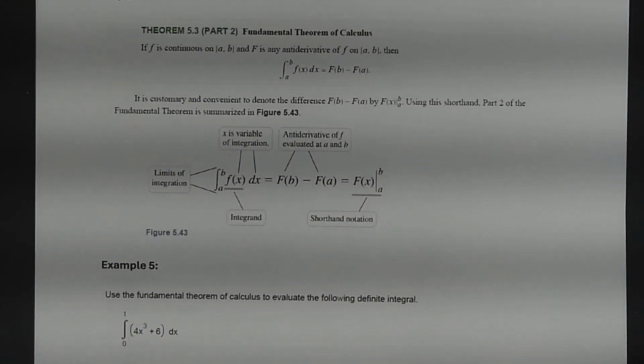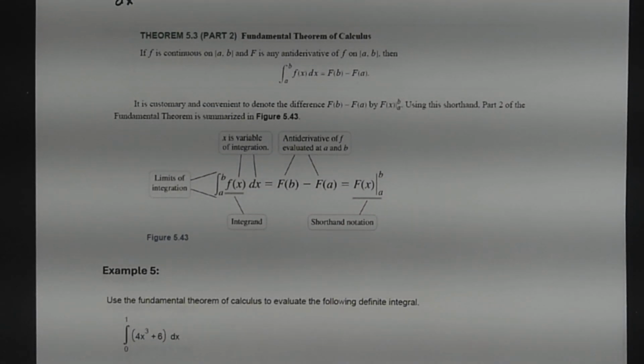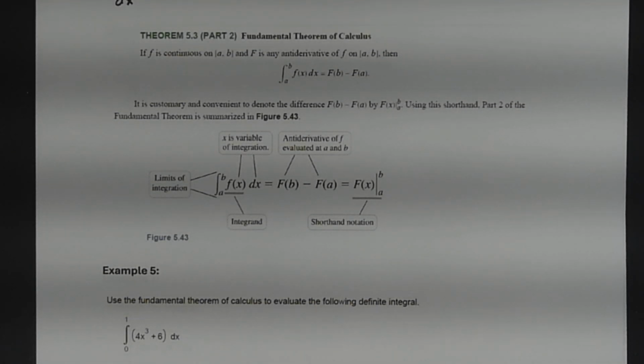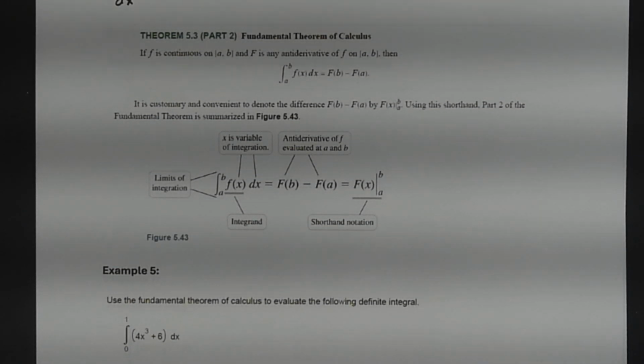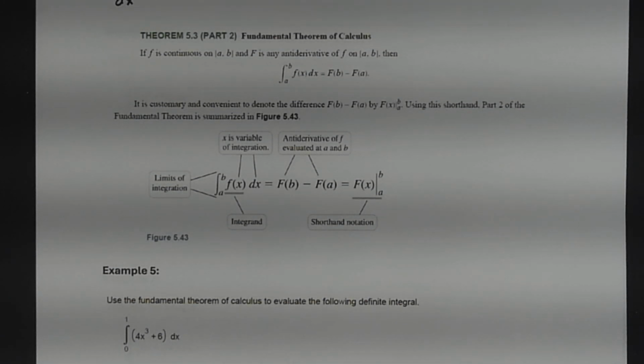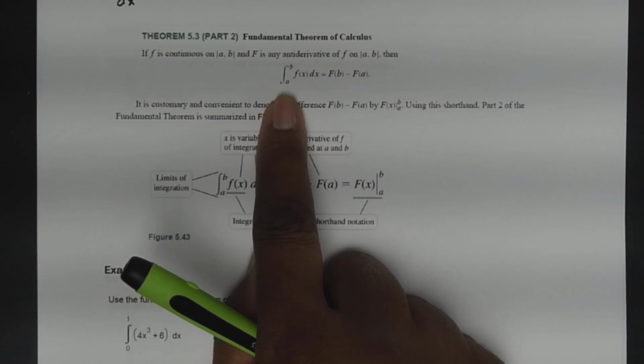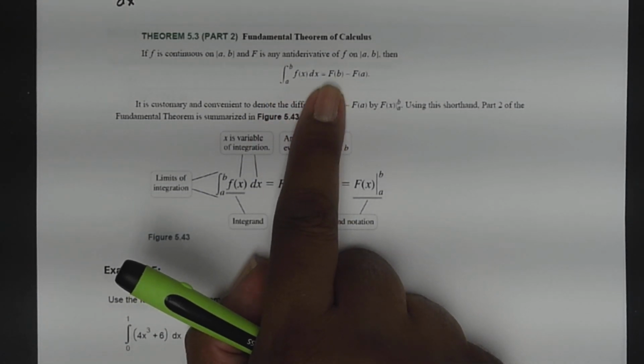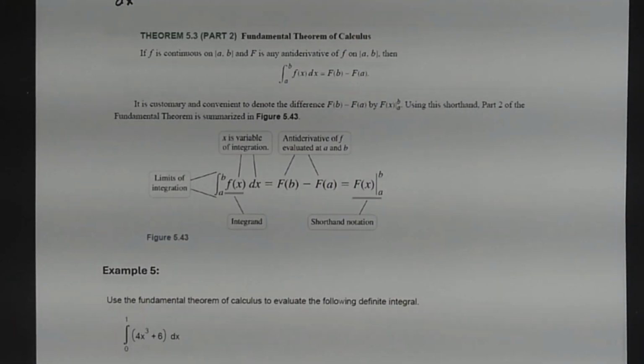Part 2 of the Fundamental Theorem of Calculus is going to be the main thing that we're going to be looking at in this video. So we're going to be applying part 2 of the Fundamental Theorem of Calculus. If f is continuous on the closed interval [a, b] and capital F is any antiderivative of f on [a, b], then the integral from a to b of f of x dx will be capital F of b minus capital F of a.